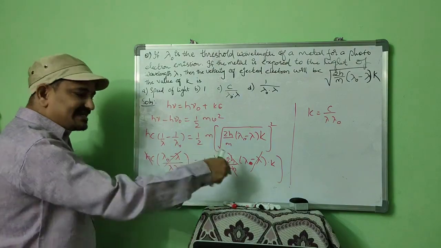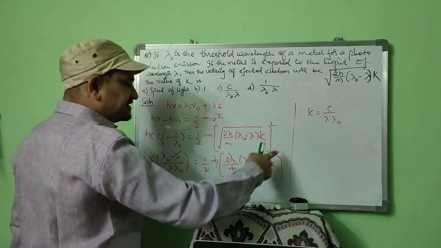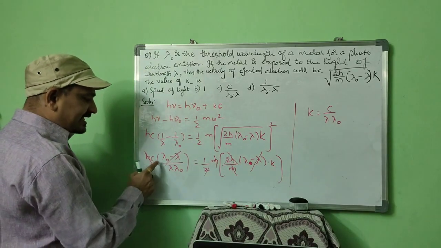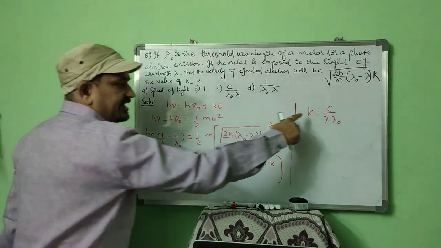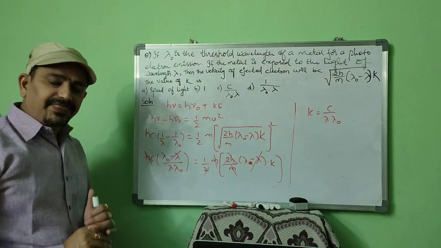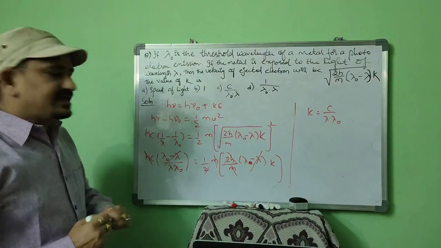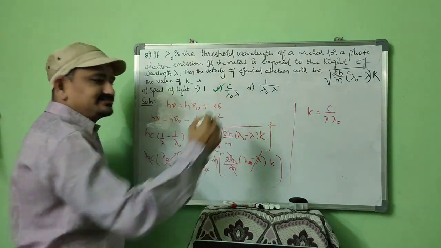Now on cancellations, we are left with the term k equals c by lambda lambda naught. K equals c by lambda lambda naught. Now our k answer is option C, right?